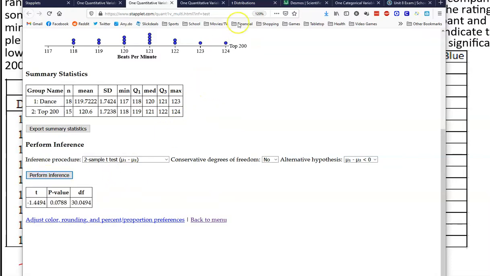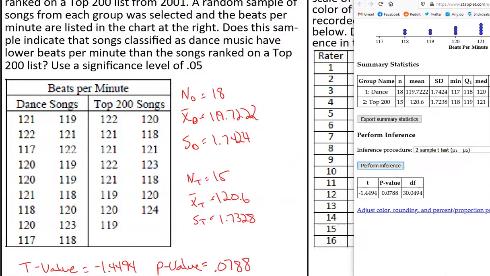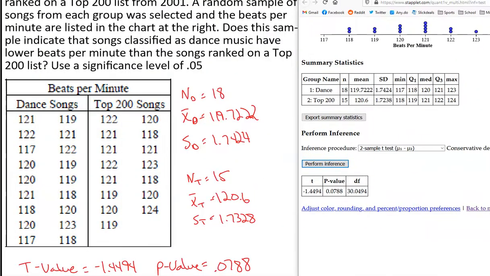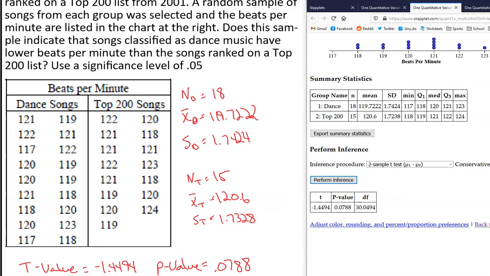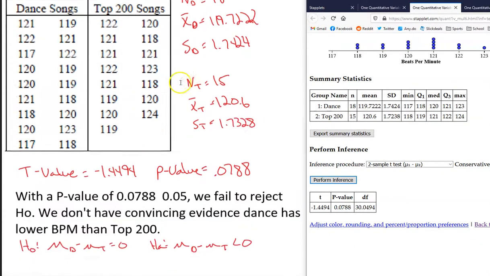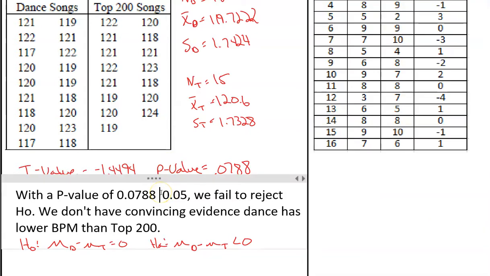So let's go ahead and press enter, and let's see what we get here. So there is my t-value and my p-value, and you'll see it matches what I got right there. Now what conclusion would I come to here? Since I had a significance level of 0.05, with a p-value of 0.788, that is greater than 0.05.